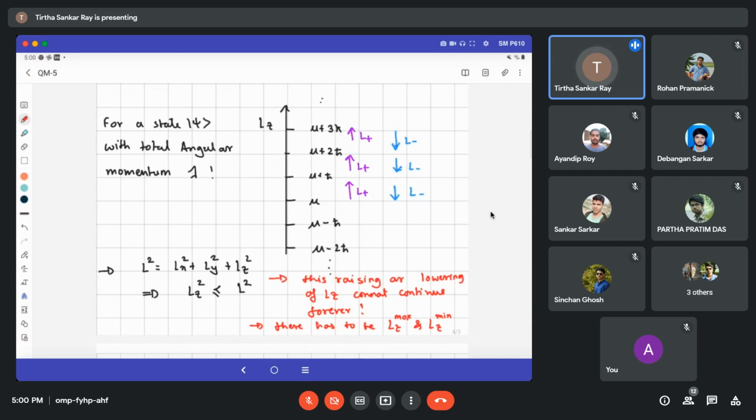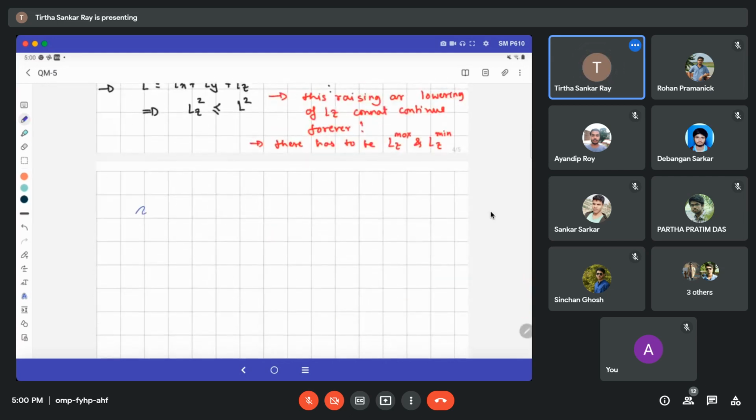Now, how can this happen? What we are saying is that you keep applying this L plus operator on a state, and you will go to a next state which has a z component of angular momentum enhanced by this amount h cut, but this cannot continue forever. So there will be one special state with maximum z component of angular momentum. And this we are going to represent by, let's say, psi Lz max, just to make clear that this is a state at which the angular momentum becomes maximum.